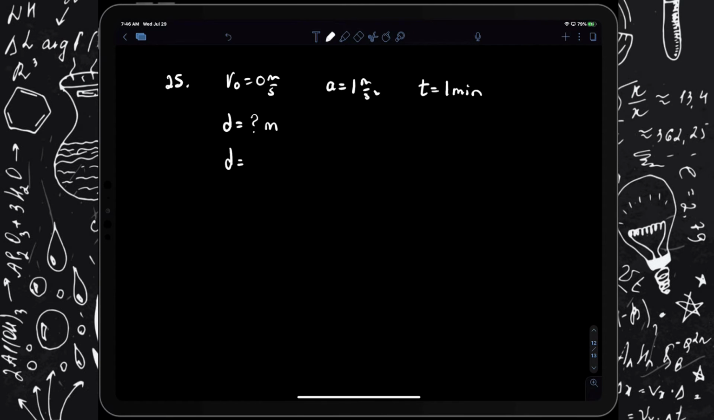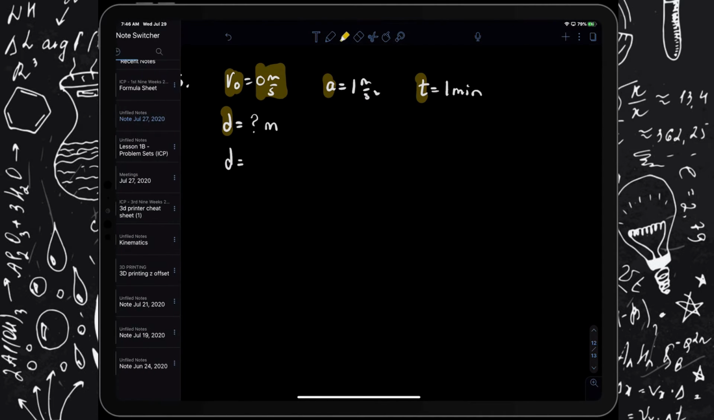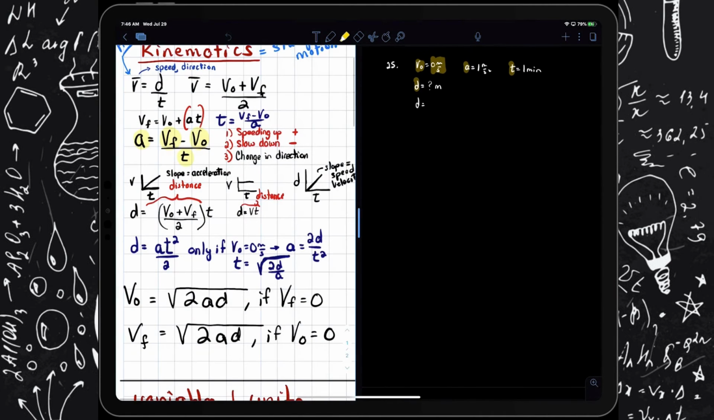Now our formula, based on the variables that we have, that means that I have this VO is 0, right? We have A, T, and D. That means from my list of equations, VO is 0.